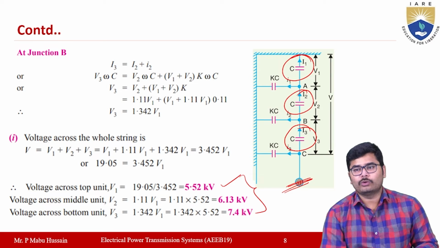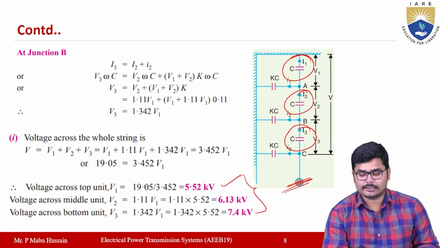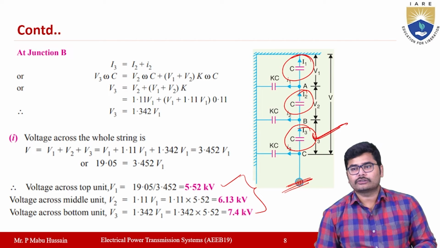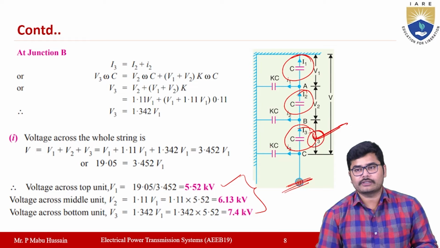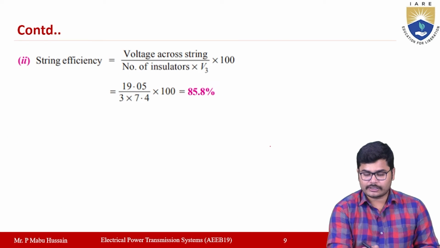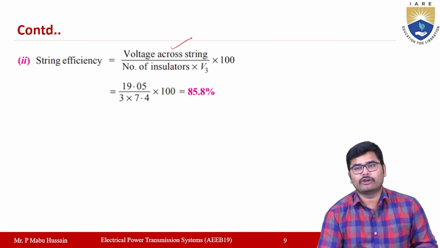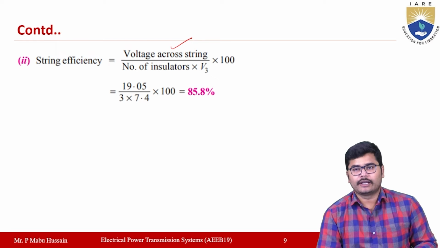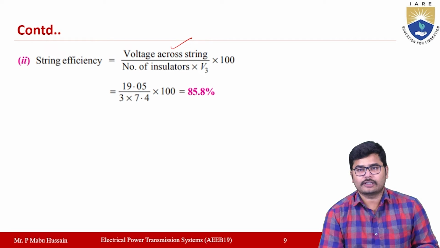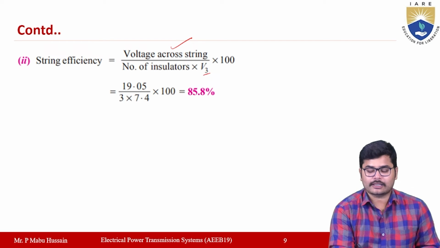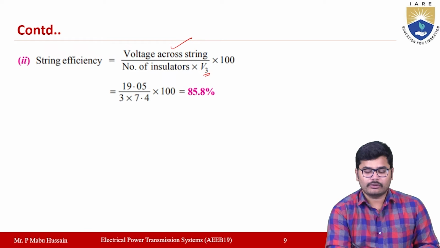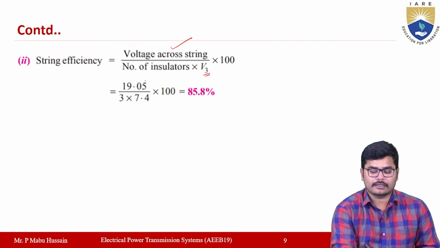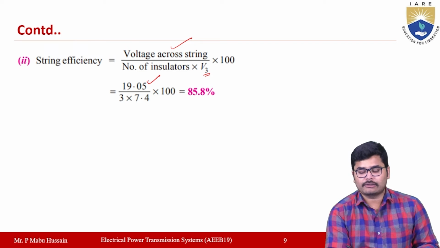Now the disk which is nearer to the conductor is this disk. So while calculating the string efficiency, you have to consider this voltage V3. String efficiency, as I said before, will be equal to voltage across the string by number of insulators or insulator disks multiplied by voltage across the disk which is nearer to the conductor, which is V3. Voltage across the total string is 19.05, which is the value of V.